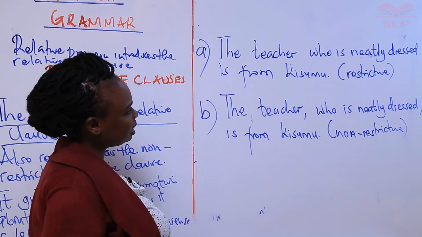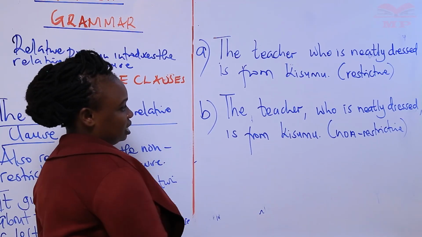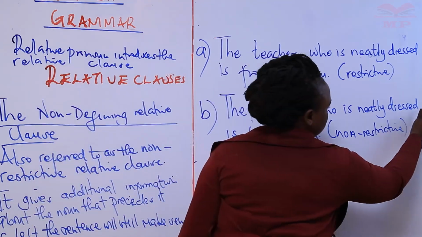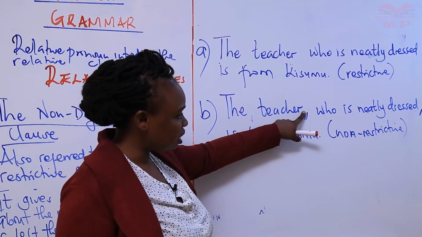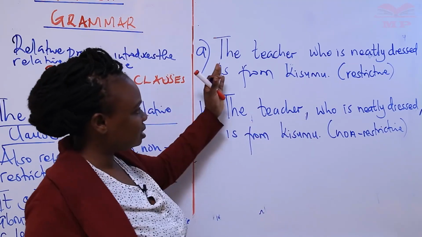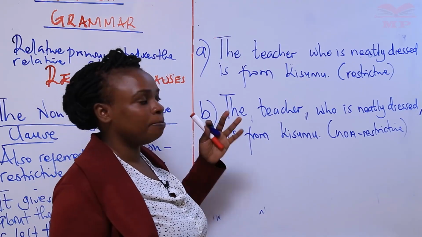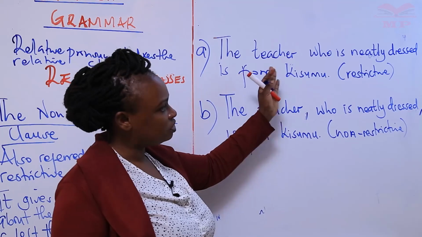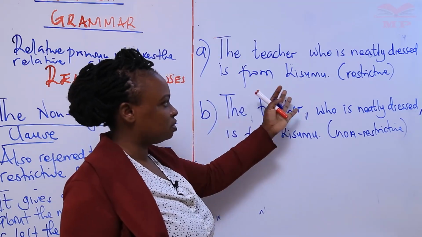The teacher who is neatly dressed is from Kisumu, and the teacher who is neatly dressed, comma, is from Kisumu. Remember the 2 commas. So in this case, you can be asked to give the difference. What is the difference between the 2? The information that is here is essential. We don't know the teacher that you're talking about. The teachers are many, but the only one who is dressed neatly is the one from Kisumu.